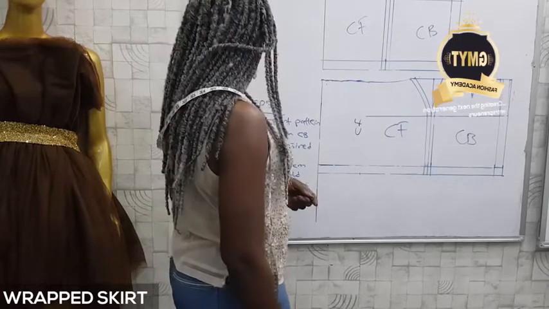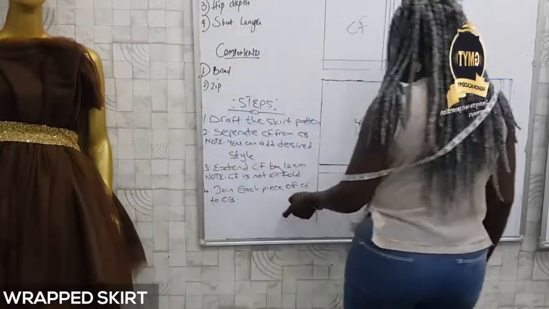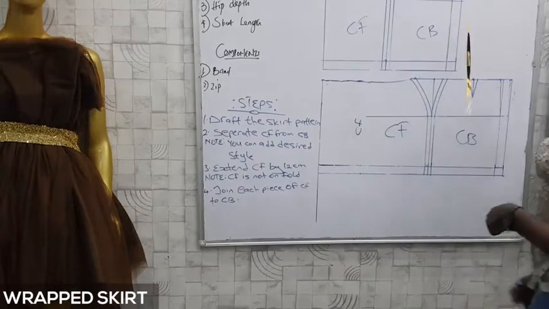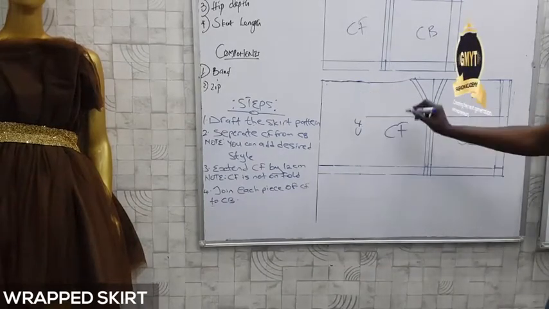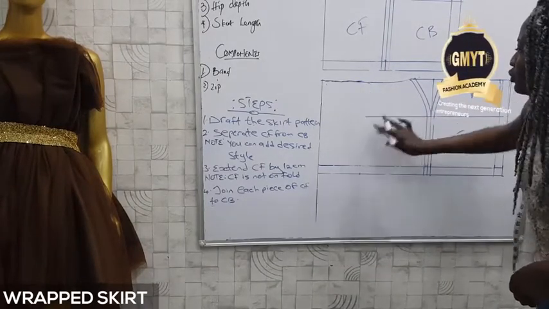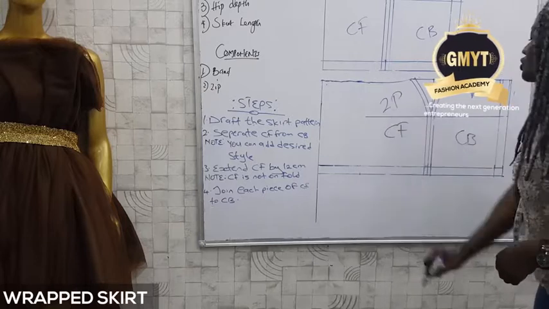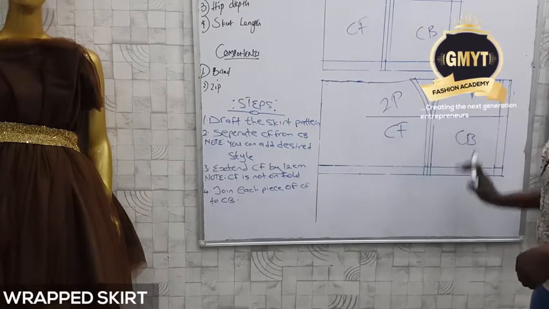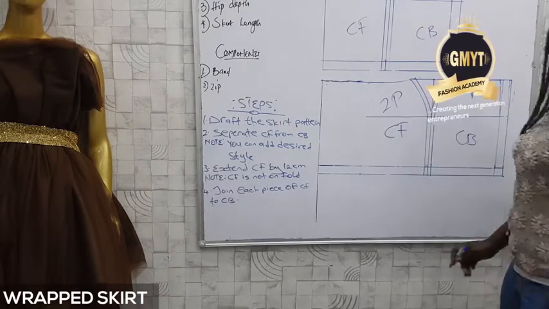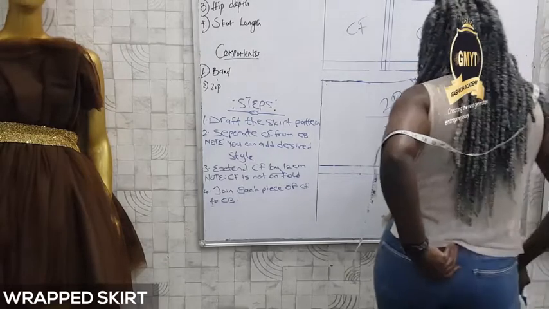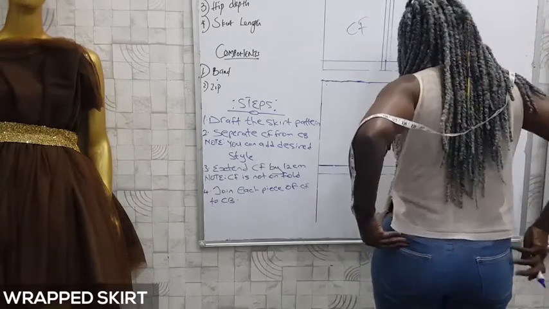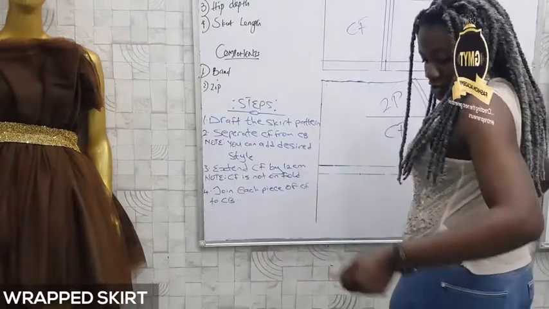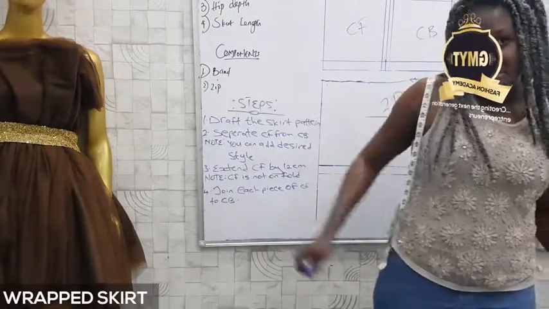And that is my CF. Number 4, I say join each piece of the CF to CB. So once I've extended my CF, I have 2 pieces of this, and my back is also 2 pieces. So I have my center back with the zip fixed at the back and my dart here, while I have 1 CF attached to this side and another CF attached to this side.